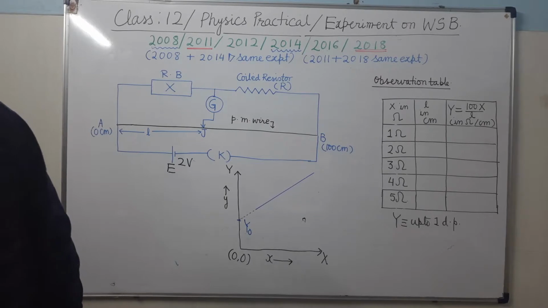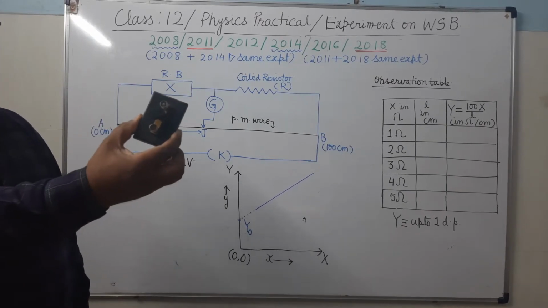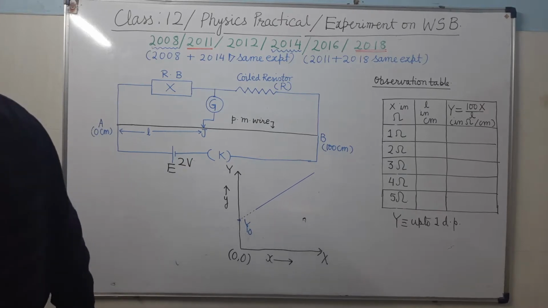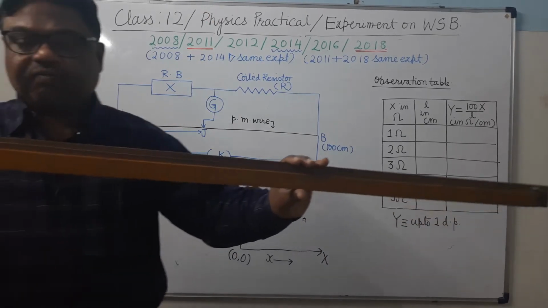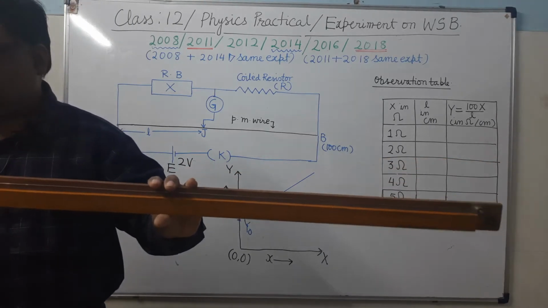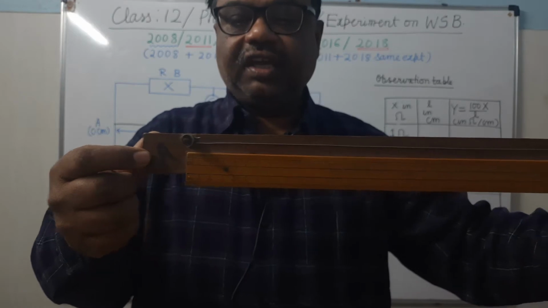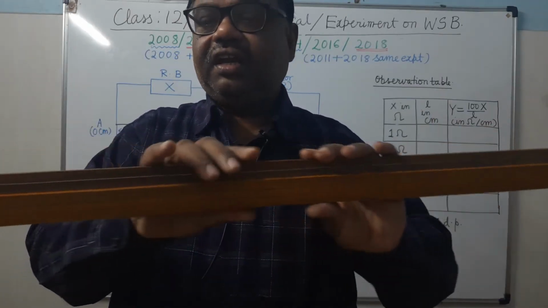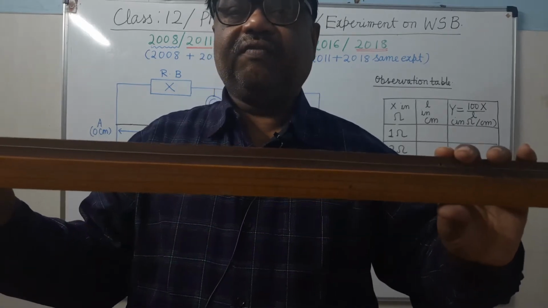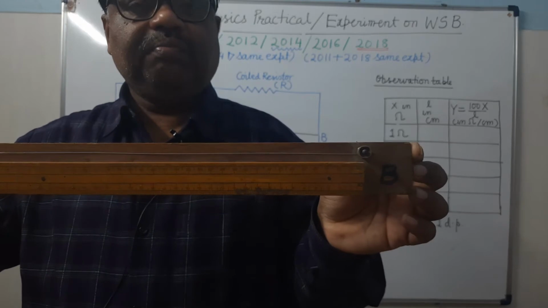Then this is the plug key. This is the potentiometer. I have already told you about the potentiometer. At one end of this potentiometer, A is marked, and at the other end it is B. End A is the 0 centimeter mark and end B is at the 100 centimeter mark.